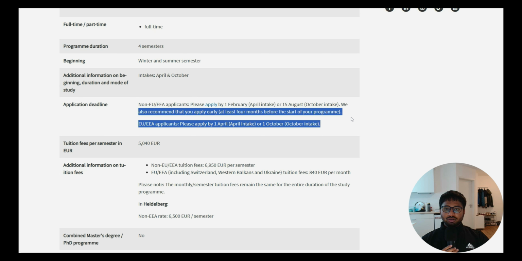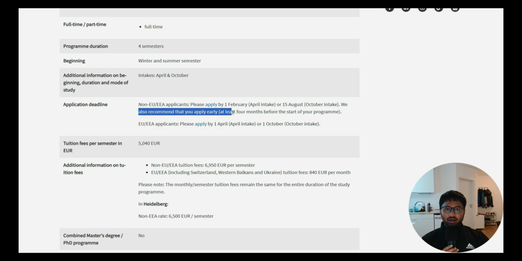We also recommend applying early, at least 4 months before the start of your program. So if it is starting in April, 4 months before is around January 1st. I will check in December, around December 15th, or January is the surest opening time. People who know when it opens can also comment it out.